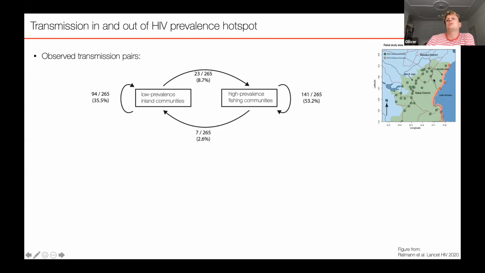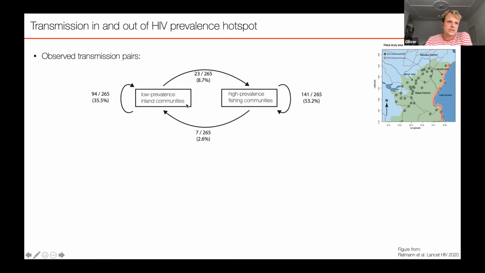And then the Rakai Community Cohort study also looked further inland. So there are several other communities that are under surveillance. And here again, from infected individuals, sequences were obtained. And then we did our phylogenetic analysis with phylus canal, and we asked, okay, how many transmission pairs do we see that have a phylogenetically likely source and phylogenetically likely recipient in the low prevalence area, in the high prevalence fishing communities, and between them?